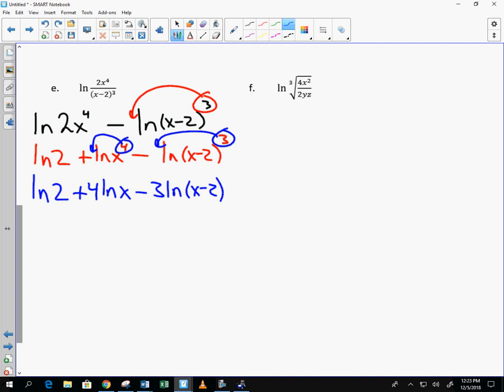And finally, the last one. I'm going to write it as the natural log of 4x squared over 2yz, all raised to the 1/3 power. Any thoughts on what we can do first? Yep, drop that 1/3 out front.